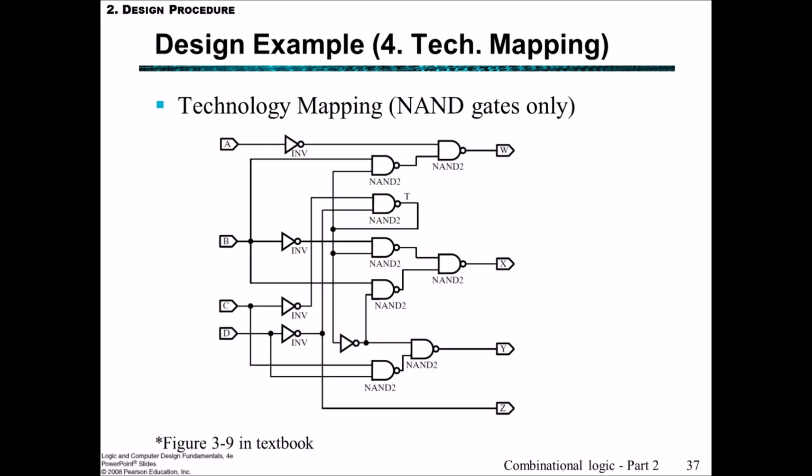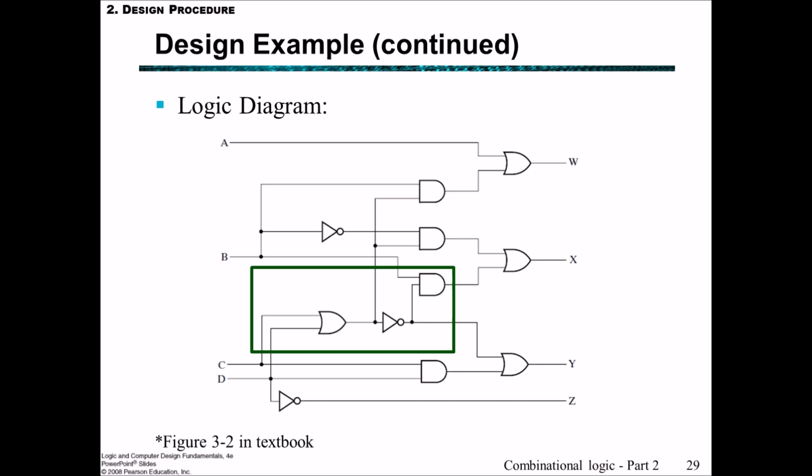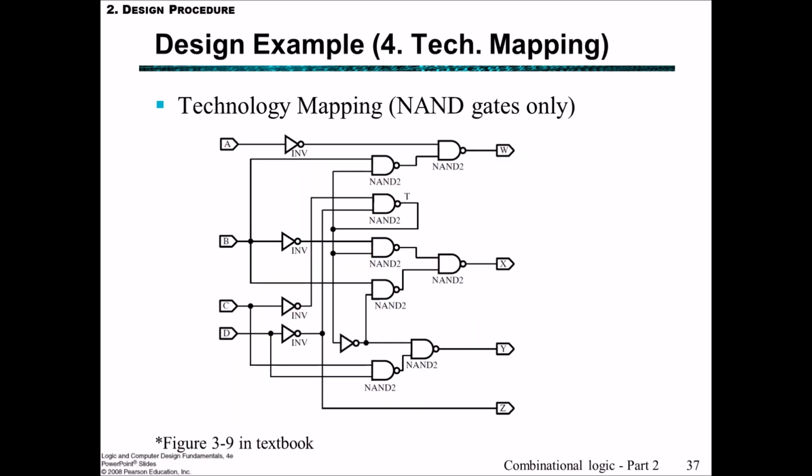Going back to our design example and the technology mapping from this logic diagram, removing all the ANDs and ORs and replacing them with 2 input NANDs will look like this. I think it's probably a good idea if you look at the 2 circuits next to each other and then trace your way through there so you can convince yourself that the technology mapping is actually correct.